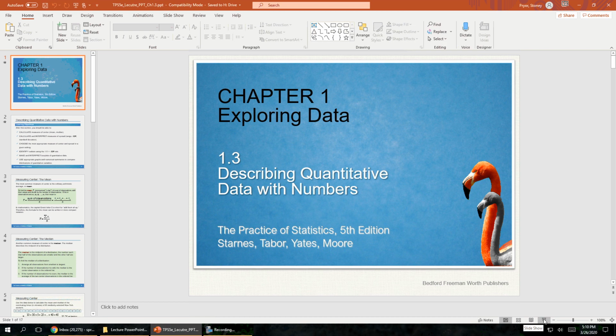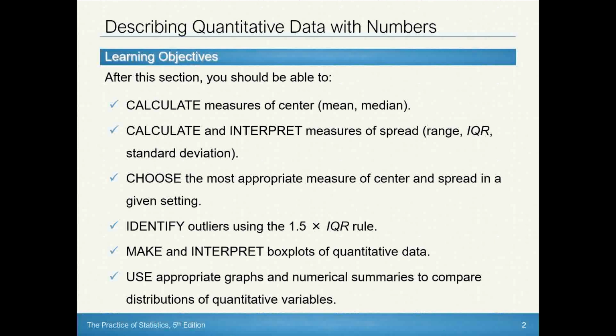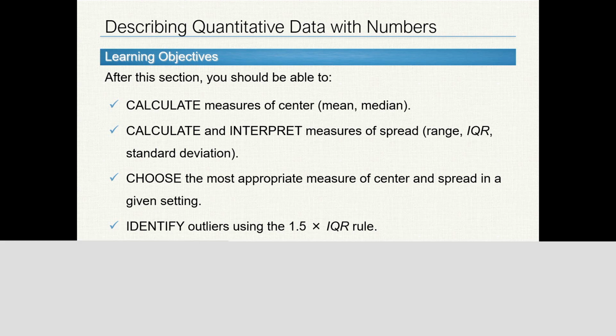Chapter 1, Exploring Data, and let's look at Section 3, Describing Quantitative Data with Numbers. So we have quantitative data, and from this we want to use some numerical descriptions, such as calculating measures of center, the mean, the median, calculate it and interpret measures of spread, such as the range, the interquartile range, standard deviation, choose an appropriate measure of center and spread in a certain setting, identify outliers using the 1.5 times IQR rule, make and interpret box plots of quantitative data, and use appropriate graphs and numerical summaries to compare distributions of quantitative variables.